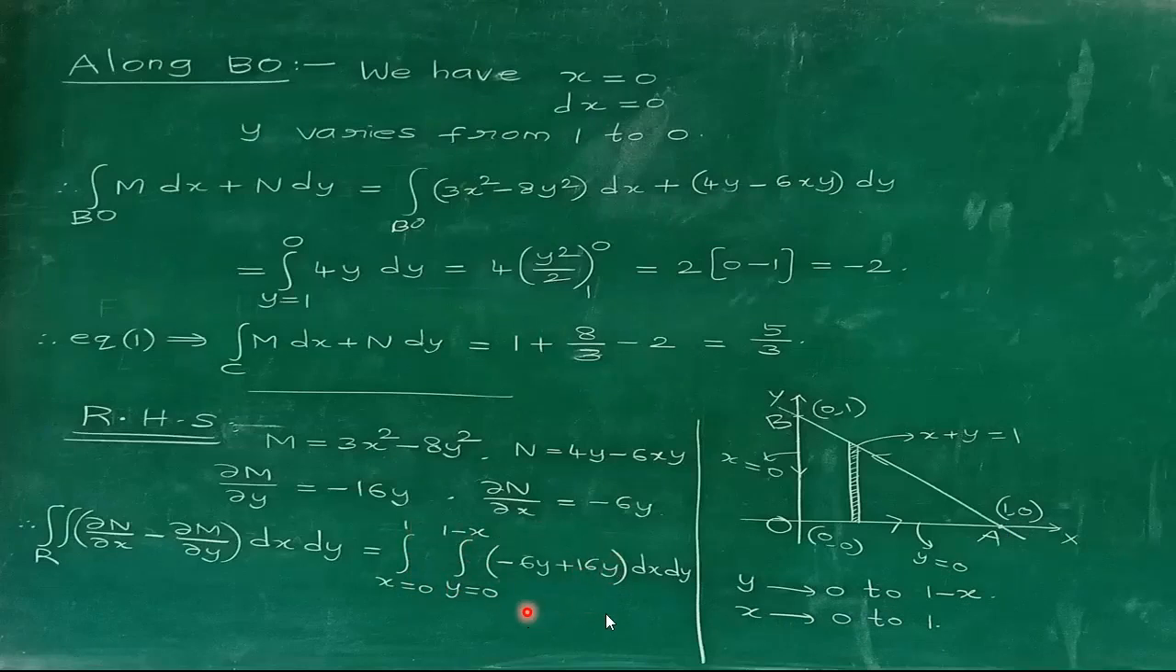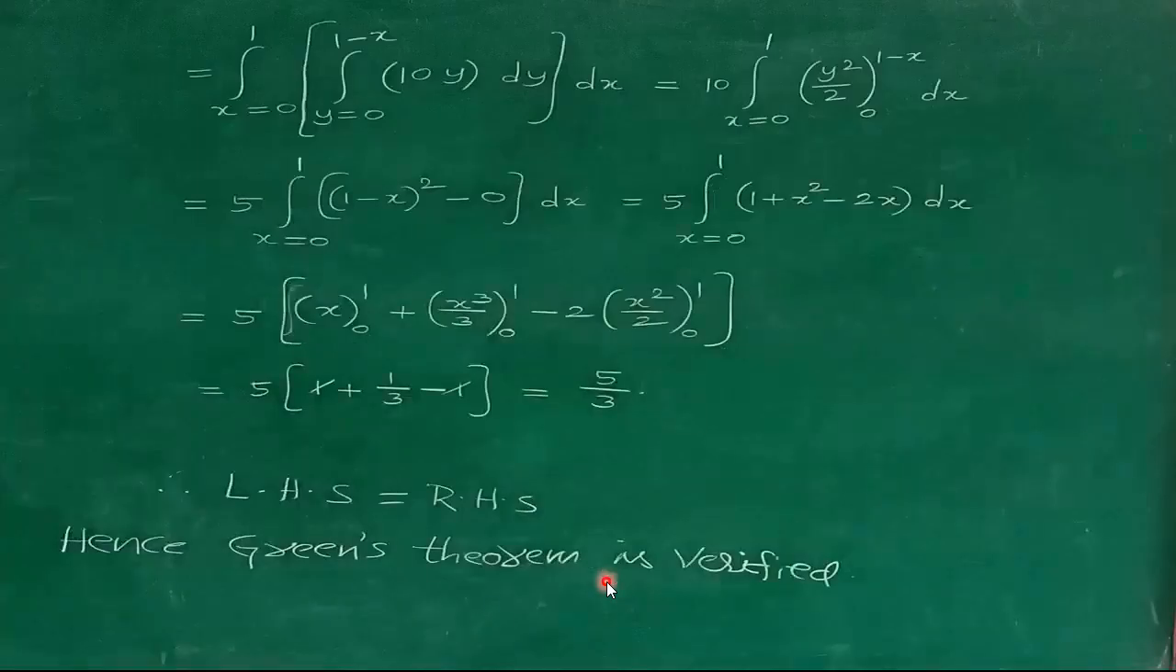Now we have to evaluate this integral. Minus 6y plus 16y is 10y, so we have 10y dy dx. Here the x limits are constant and the y limits are a function of x, so first we have to integrate with respect to y. 10 is a constant, keep it outside: 10 times the integral from x equal to 0 to 1. The integration of y with respect to y is y square by 2, with limits 0 to 1 minus x, into dx.